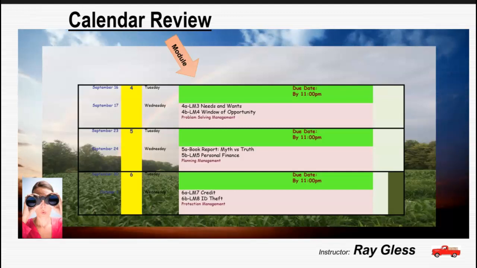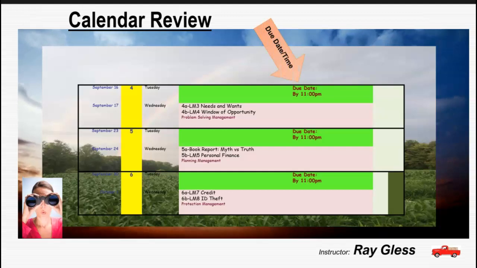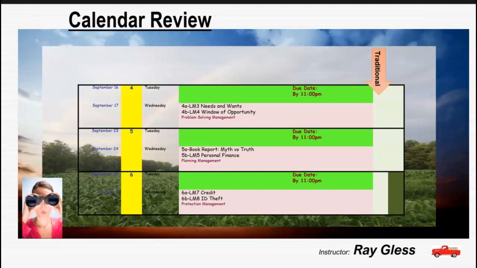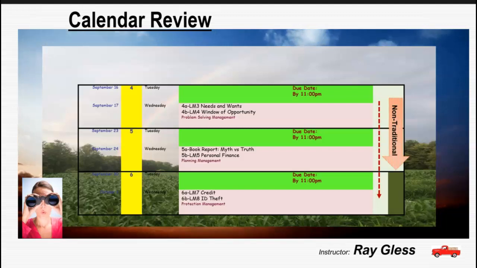Of course, the module itself is listed here, the name of the module and what's in there, and the due dates are there as well. And then you have tracks to the right that show you the traditional pathway, which means you follow week by week with your due dates. And then after the midterm, you see the non-traditional track, where all the modules will open up, so that you can go as fast or quicker and do those things at your own faster pace than the normal traditional pace.